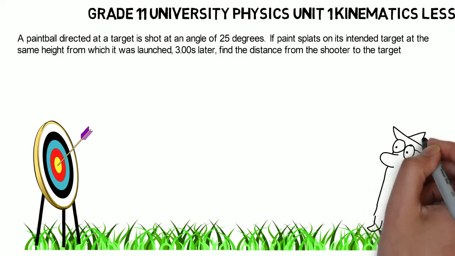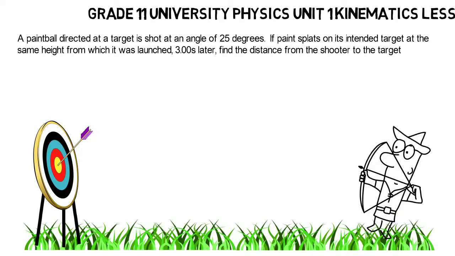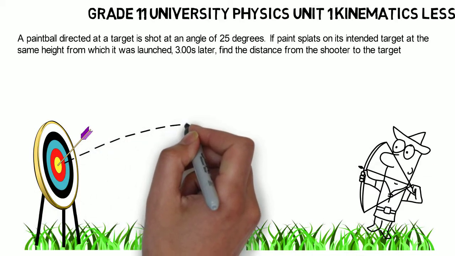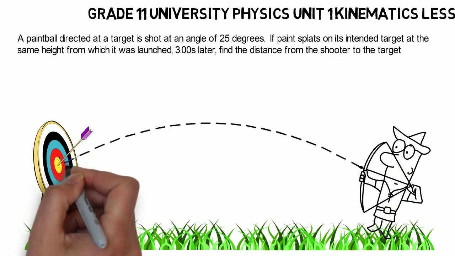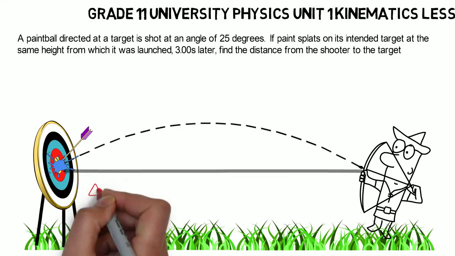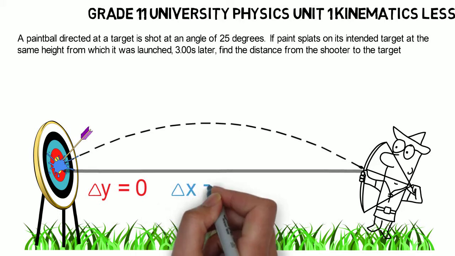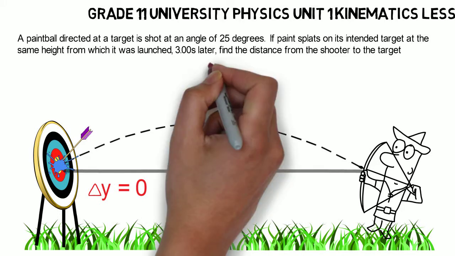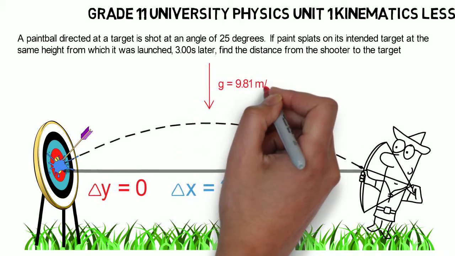So let's draw a picture of what this looks like, and we're going to write what we know on the picture. So we know that the height is at the same level, so that means our displacement in y is 0. Our displacement in x we don't know, and that's what the question is asking for. We know our acceleration because it's the acceleration due to gravity, and it is 9.81 meters per second squared down.